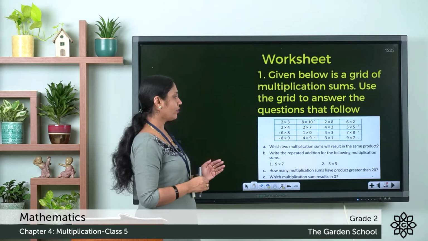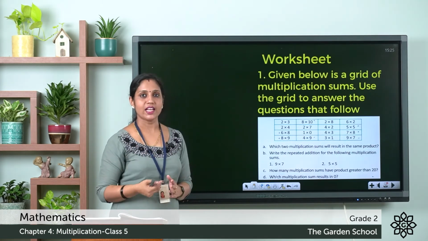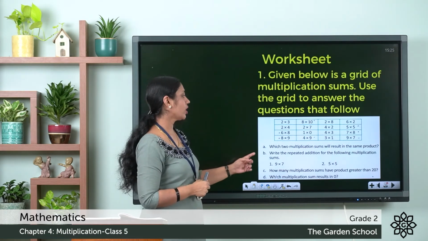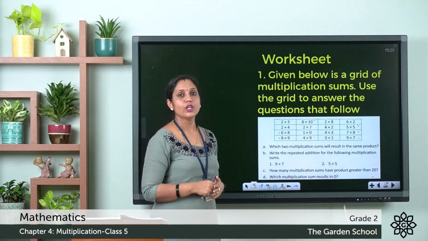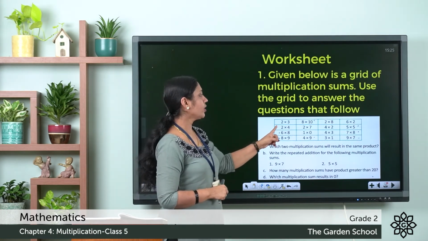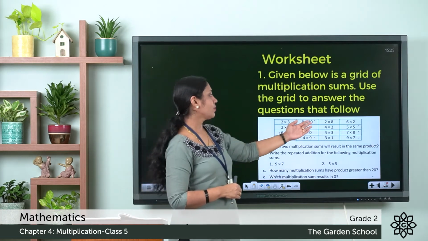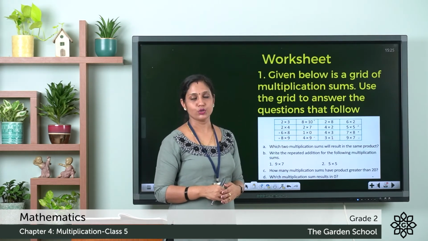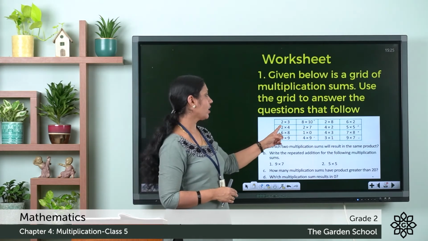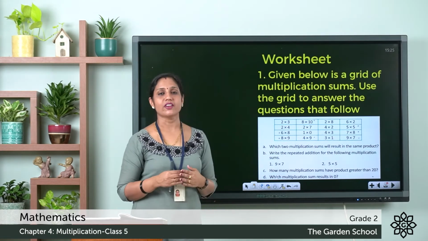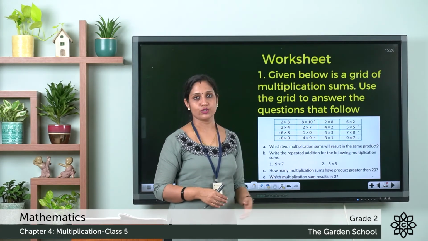That means we have to find out which two multiplication sums have the same answer. So looking at this grid, you can find it out. Here you can see 2 into 4. So 2 fours are 8. Similarly here you can see 4 into 2. So how much is 4 into 2? 4 twos are 8. So these are the two multiplication sums that result in the same product. That is 2 into 4 and 4 into 2.